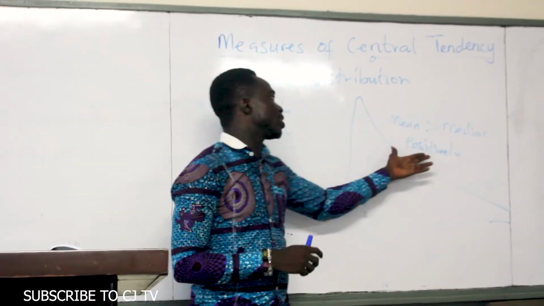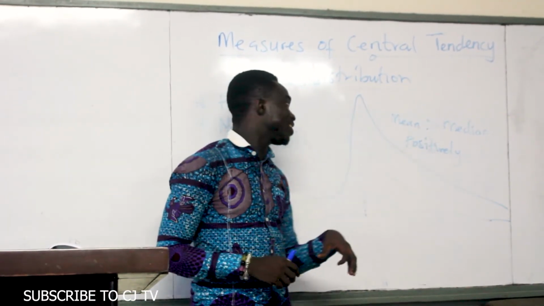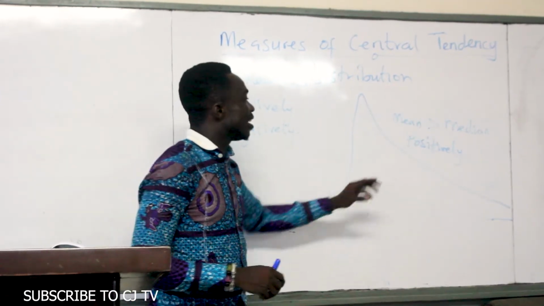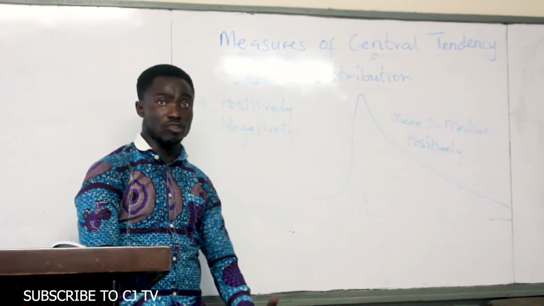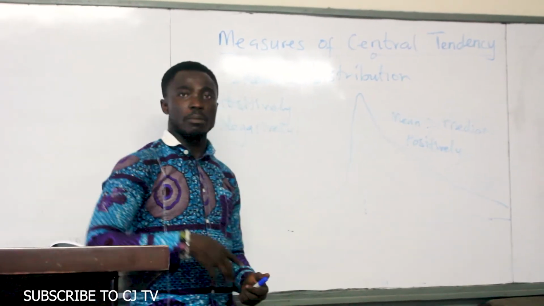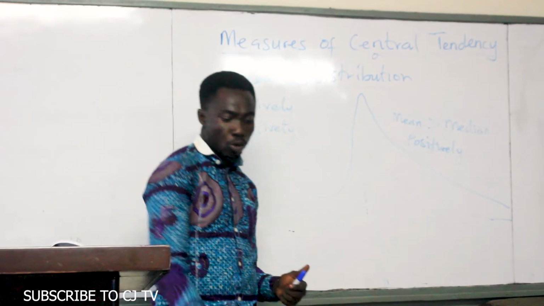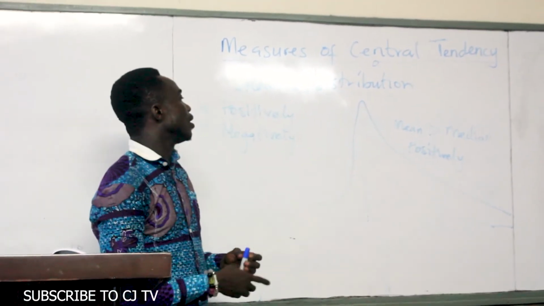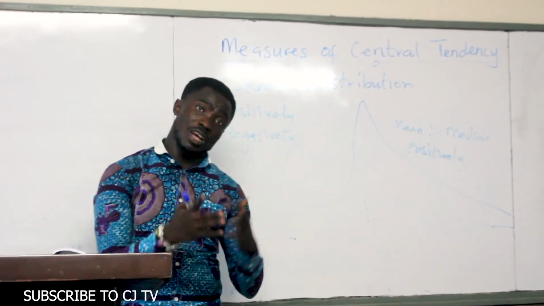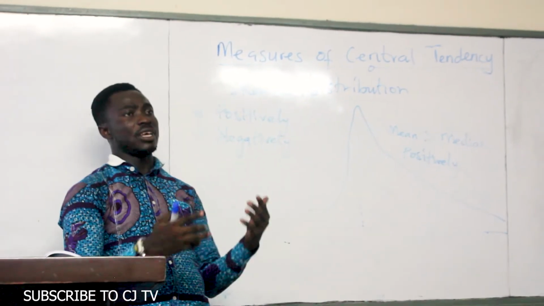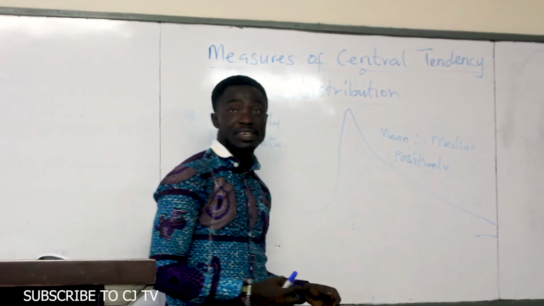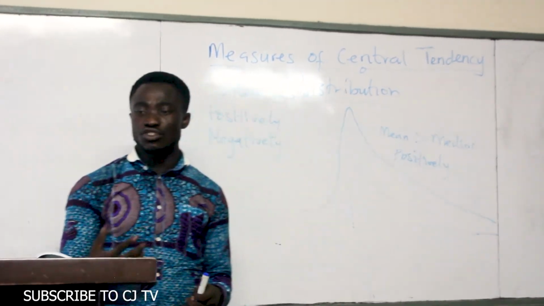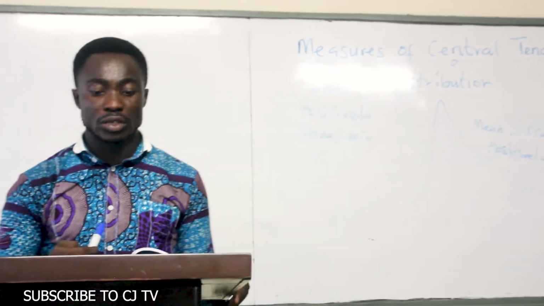And whenever a distribution is positively skewed in education statistics, we say that the performance of the student is low, or the performance of the class is low. It's low because the majority of the students are getting low scores rather than high scores. It means when you take a class of 200, for instance, the majority of the class are having low scores as compared to those who are having high scores. So you see that the distribution is positively skewed, meaning that performance is low.